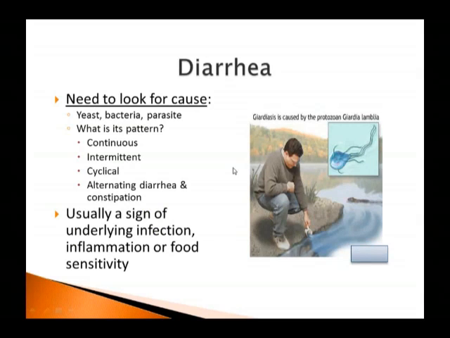Well, what about diarrhea? Because now we're talking about the other end of the spectrum. There's a couple things I want you to be aware of with respect to diarrhea. First, you need to identify what's the potential source of it. Okay, is it from yeast? Is it from bacteria? Could it be a parasite? Could it be Giardia, which is what this picture's showing?